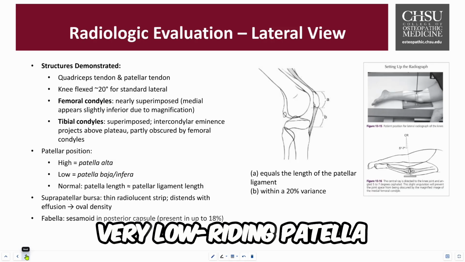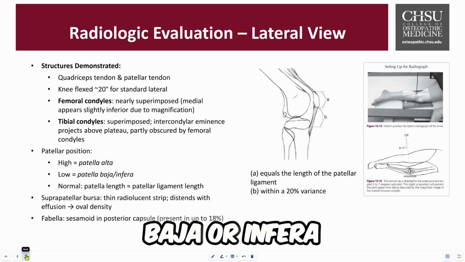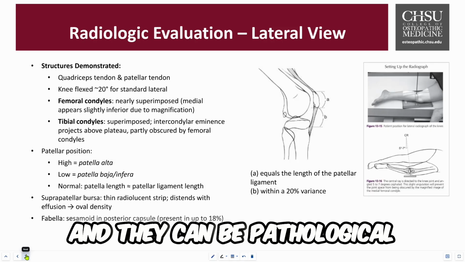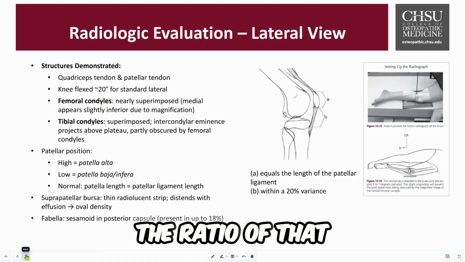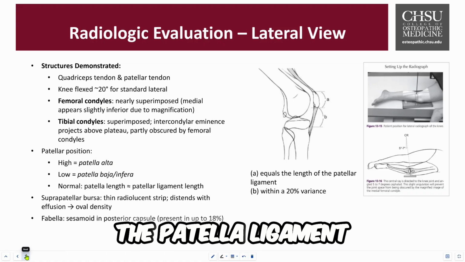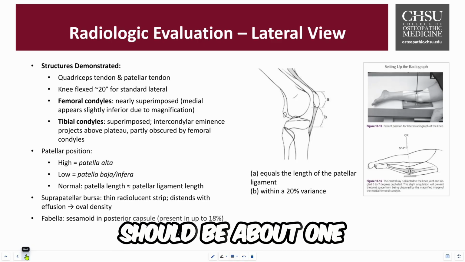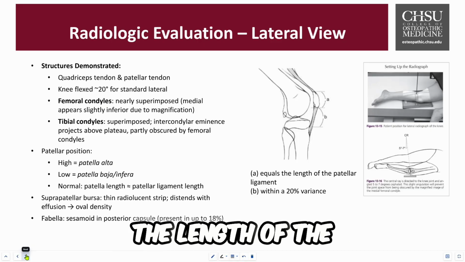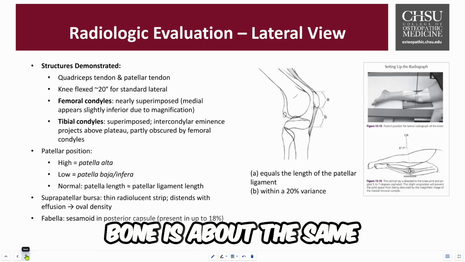If you have a very low riding patella, we call that patella baja or infera. And they can be pathological, which we'll talk about. The ratio of patella ligament length to patella length should be about 1 to 1. So the ligament and the length of the bone are about the same.